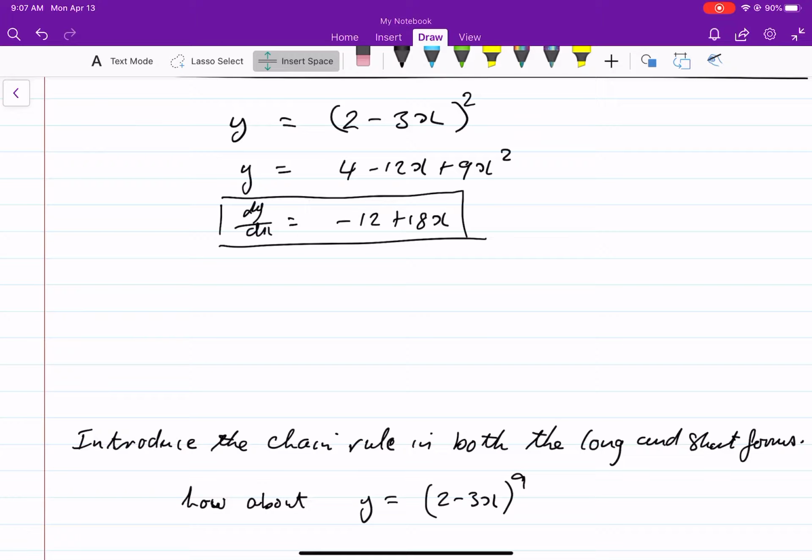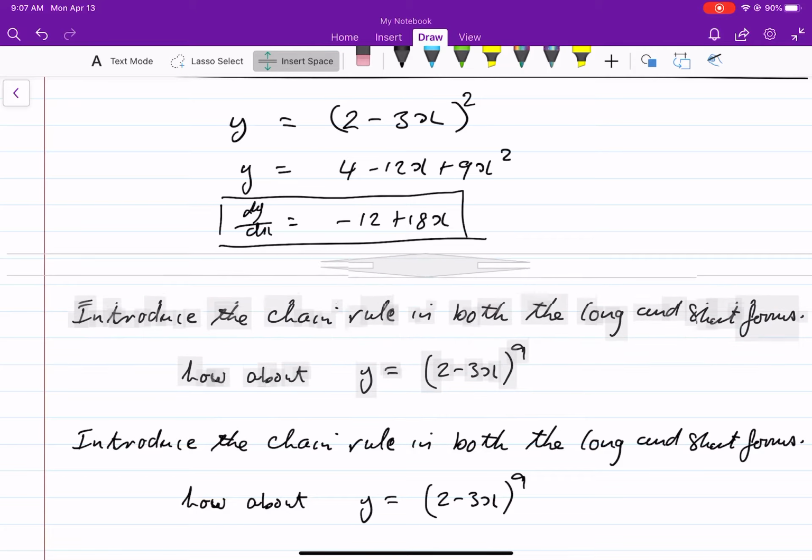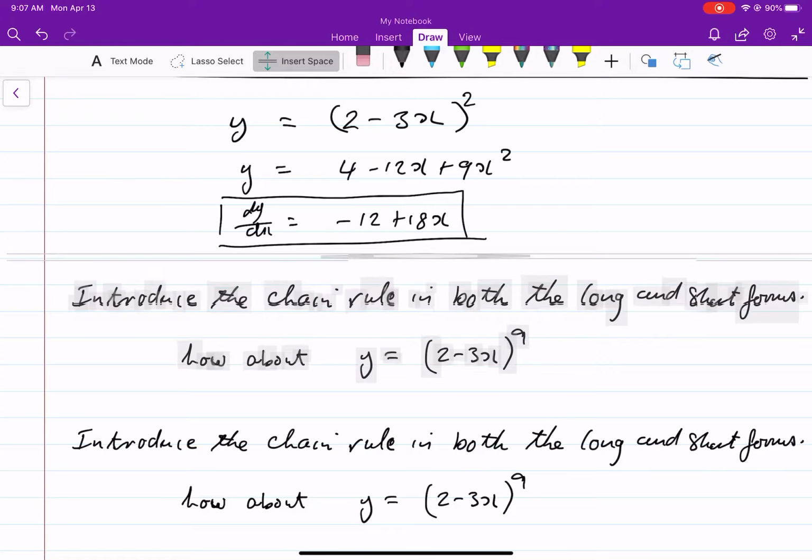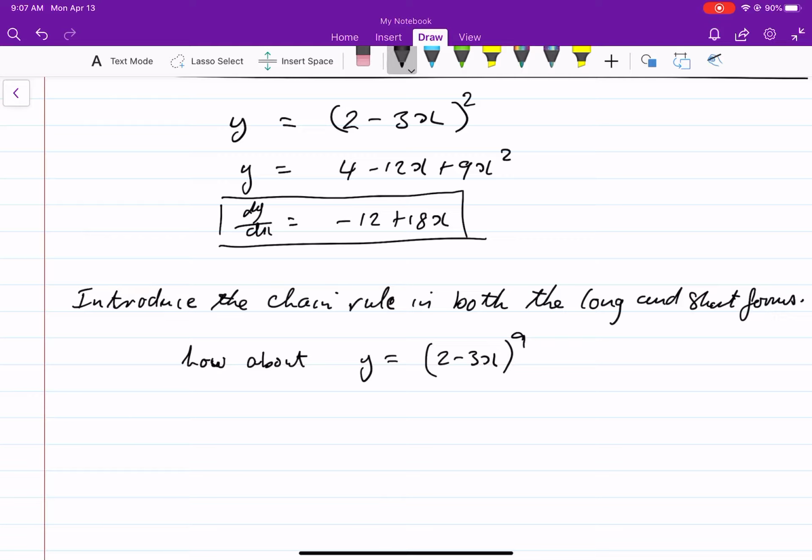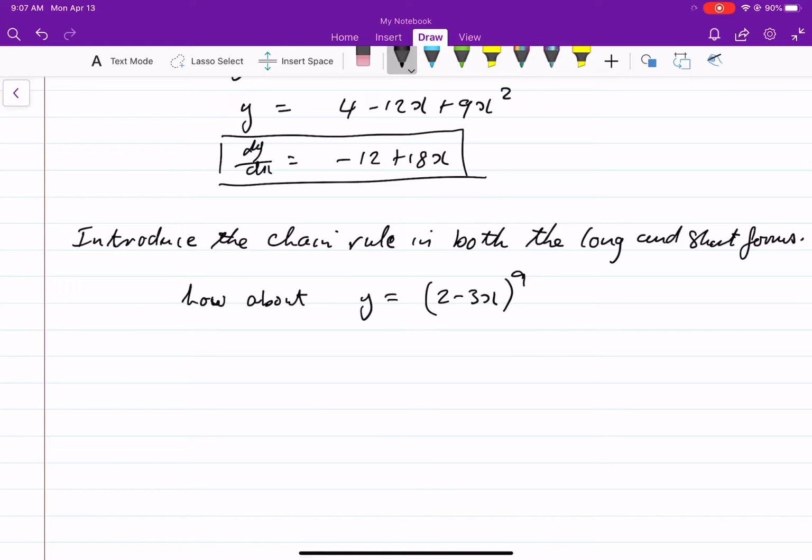Okay, I'm on the verge of introducing another rule for differentiation, introducing the chain rule in both the long and the short forms. How about if you had to differentiate y is equal to 2 minus 3x, the same 2 minus 3x, but instead of to the power 2, to the power 9? What are you going to do there?